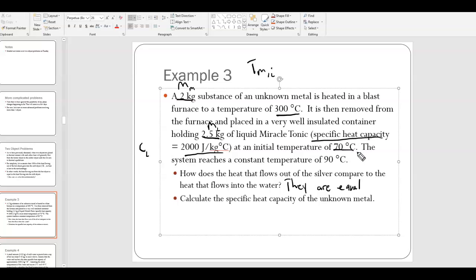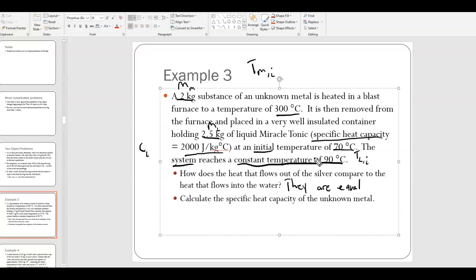So this 70, I'm going to label that TL, the temperature of the liquid, and that's TLI, because that's the initial temperature of the liquid. The system reaches a constant temperature of 90 degrees Celsius. Now, what does that mean by the system? Well, that means everything. It means the metal and it means the miracle tonic.